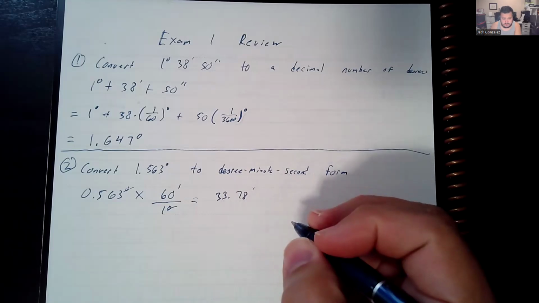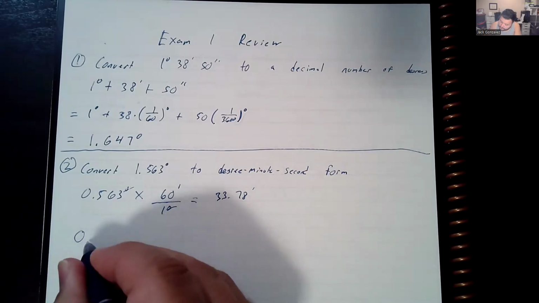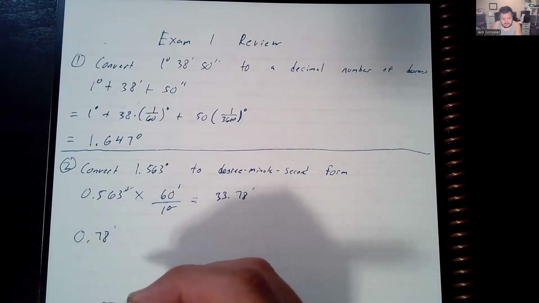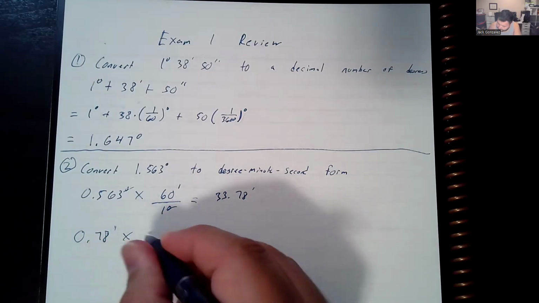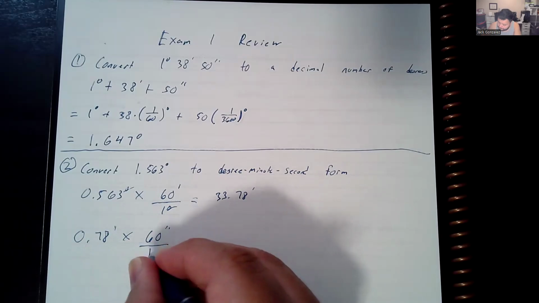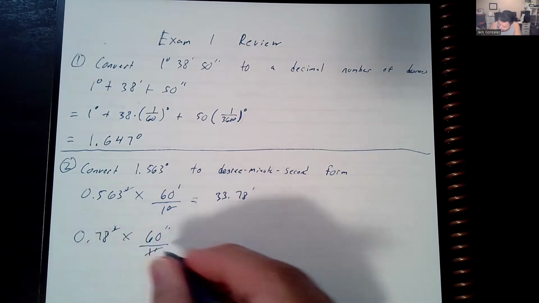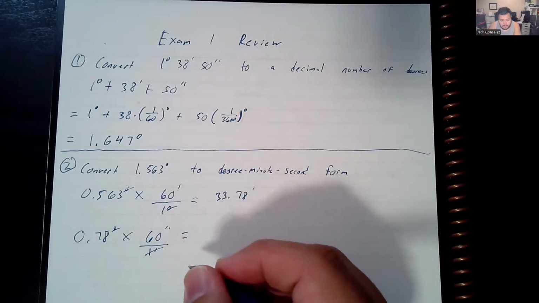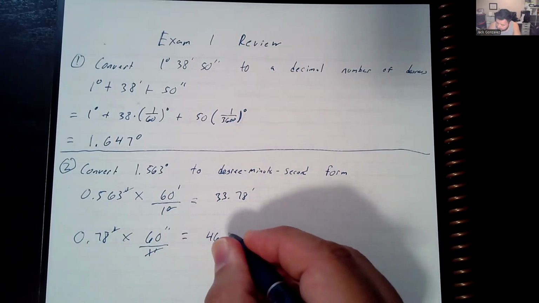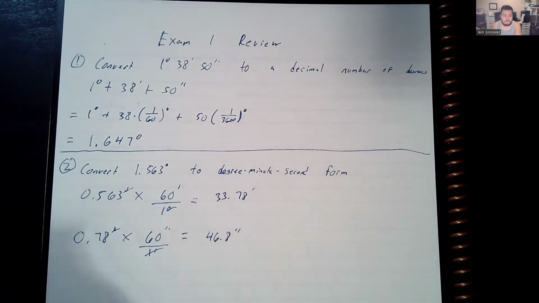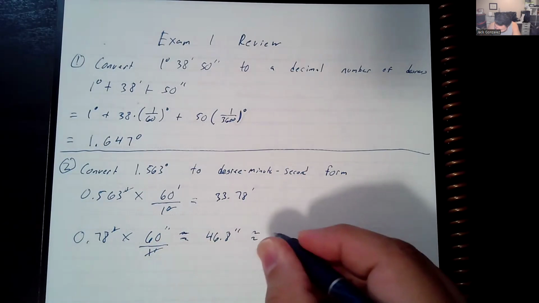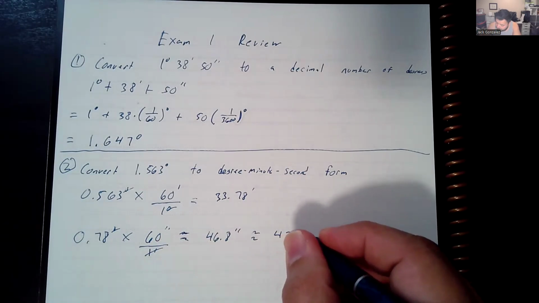Now take that decimal again and change that to seconds. So this is the decimal part. Multiply that by the conversion factor of 60 seconds per minute, right? So now the minutes will cancel, leaving you with, let me see, 46.8 seconds. So we're going to round to 47 seconds.